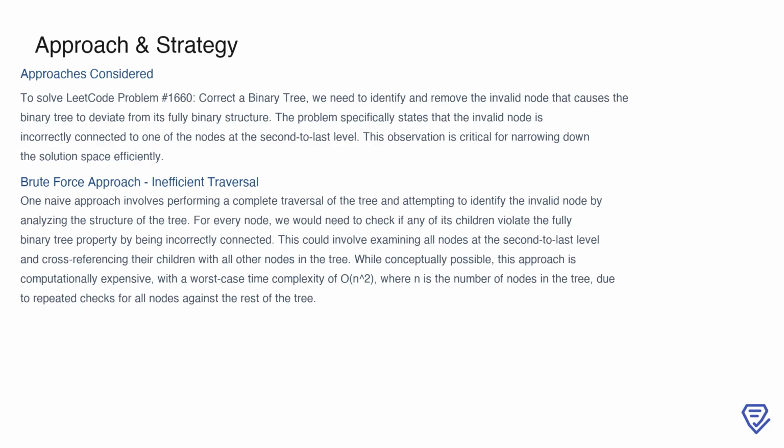One approach to solving this problem is the brute force method, which involves a full traversal of the tree. In this approach, we analyze every node and check if any of its children violate the binary tree property by being incorrectly connected. For nodes at the second to last level, we would cross-reference their children with all other nodes in the tree to find inconsistencies. However, this method is inefficient. It has a worst-case time complexity of n squared, as every node may require comparisons with the rest of the tree. While conceptually straightforward, this brute force approach is impractical for larger trees due to its high computational cost.